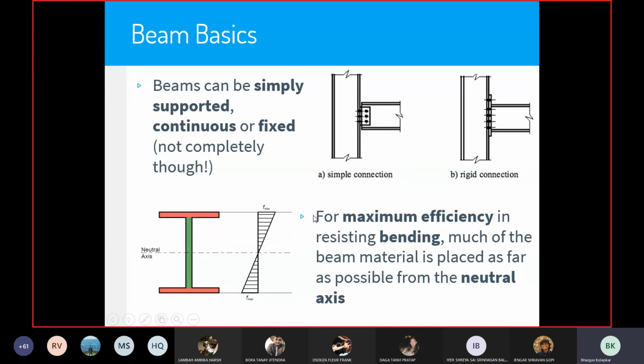So again, we have already discussed this, that for maximum efficiency in resisting bending, since the bending stress is maximum at the extreme fibers, much of the beam material has to be placed as far as possible from the neutral axis, which is what happens in the case of an I section. So a significant amount of material is at the farthest distance possible from the neutral axis, and therefore it is safe to say that amongst different types of cross sections having the same area, the I section is really effective in resisting bending.